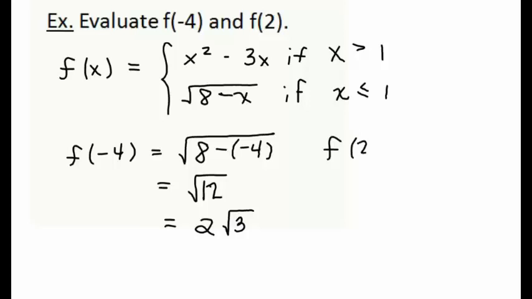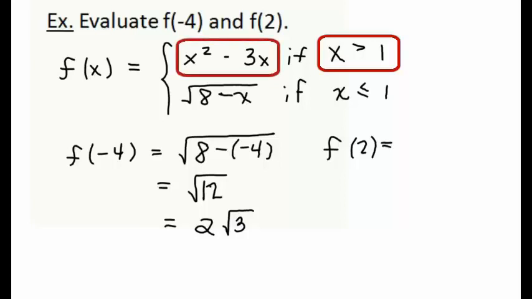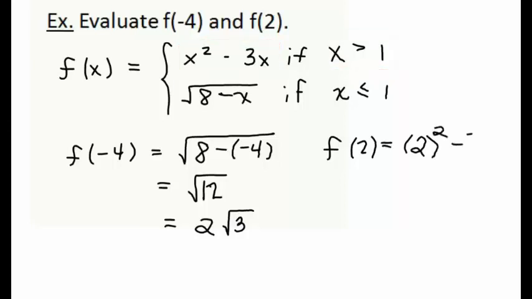Next, let's evaluate f at 2. In this case, 2 lies on the interval x is greater than 1. So that tells us we have to use our first subfunction to evaluate f at 2. Making our substitution, we're going to get 2 squared minus 3 times 2. 2 squared is 4, and 3 times 2 is 6. So f at 2 is equal to negative 2.